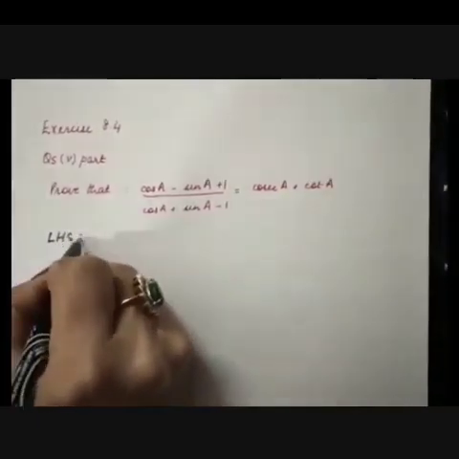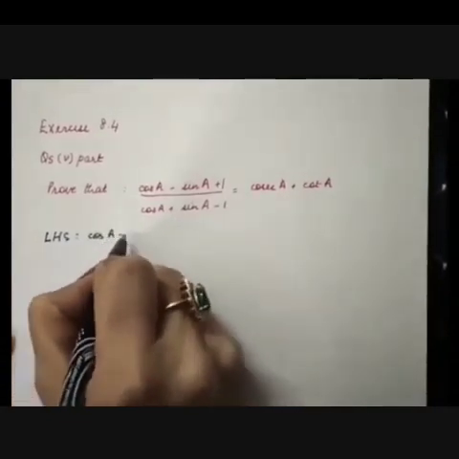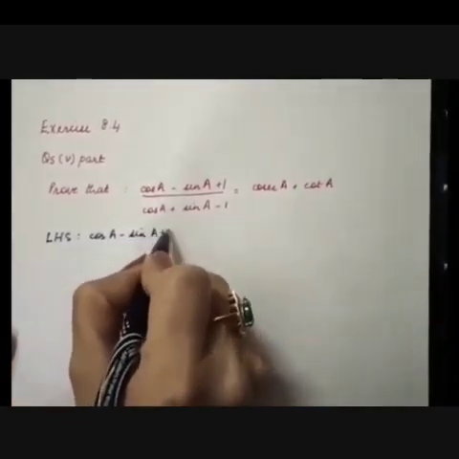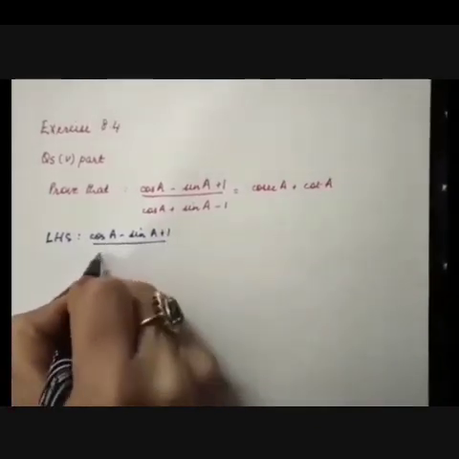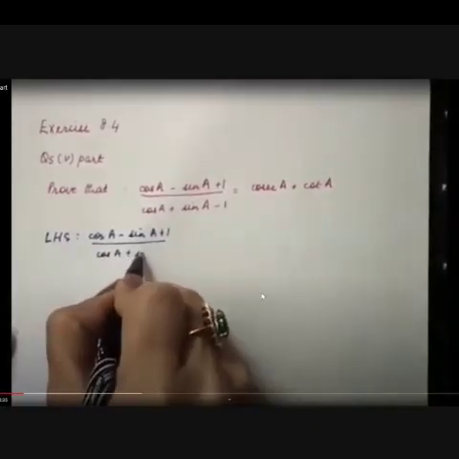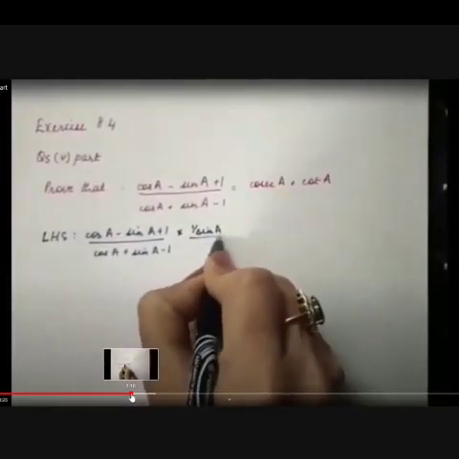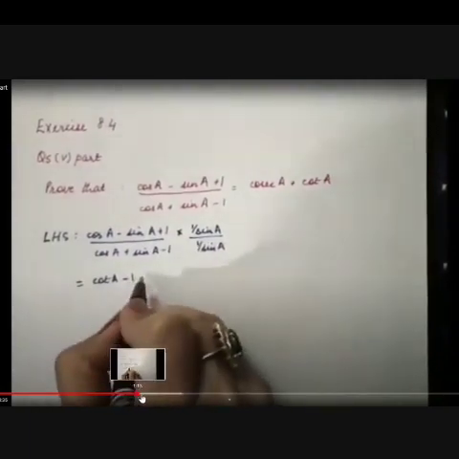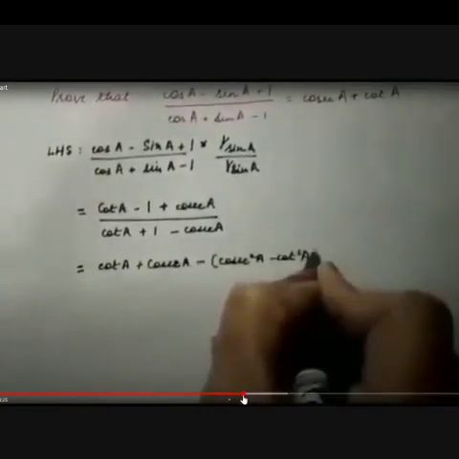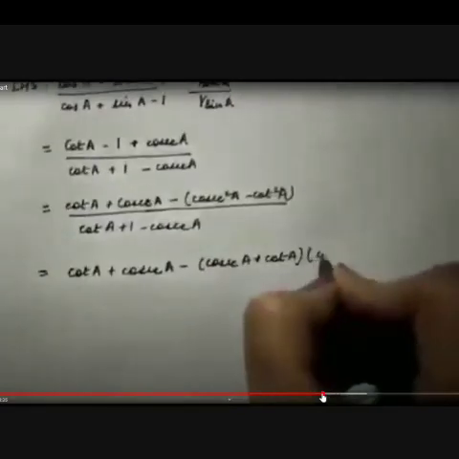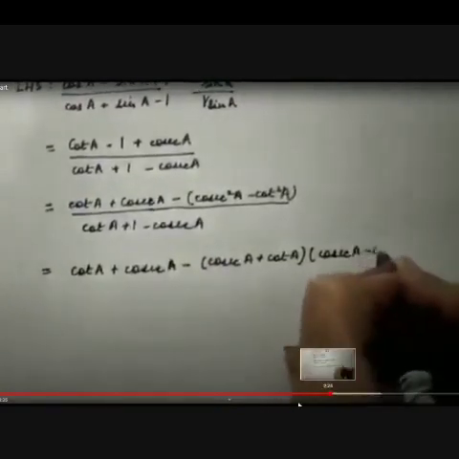Left hand side is (cos A minus sin A plus 1) upon (cos A plus sin A minus 1). Divide the numerator and denominator by sin A. Then 1 upon sin A becomes cosec A, and cos A upon sin A becomes cot A once again. So we'll change this 1 to cosec square minus cot square, and as I had told you, upon cosec A minus cot A.